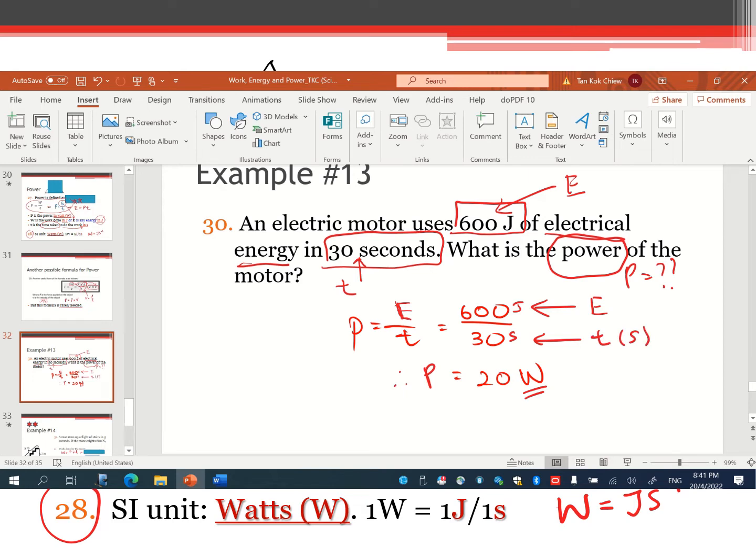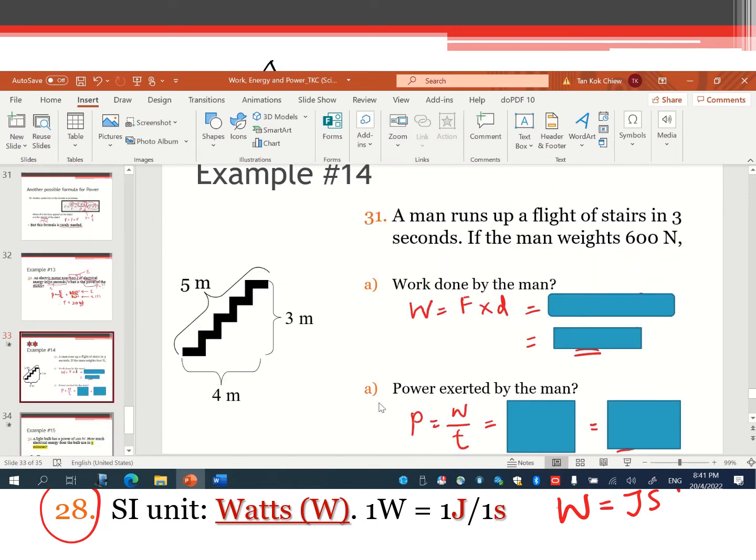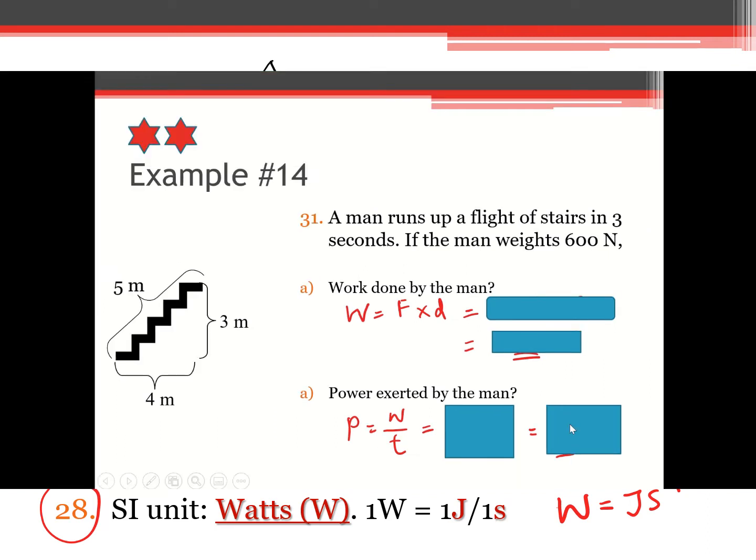Now, next one, just to stress the importance of the time in second, let's take a look at a slightly complicated question right now for the next one. Now, allow me to show this in presentation mode. You can see that I marked 2 star for this because I see this question in O-level 10-year series very often. It's about a man running up a flight of stairs.